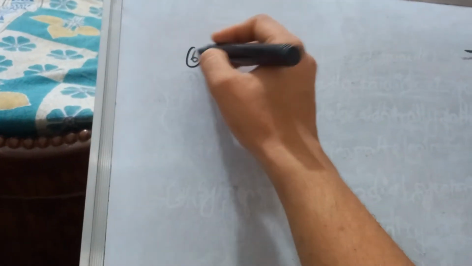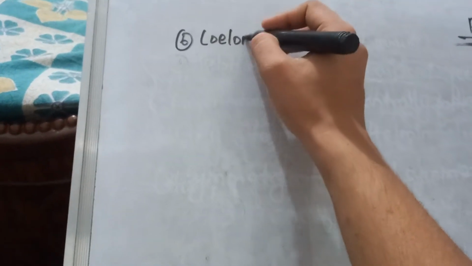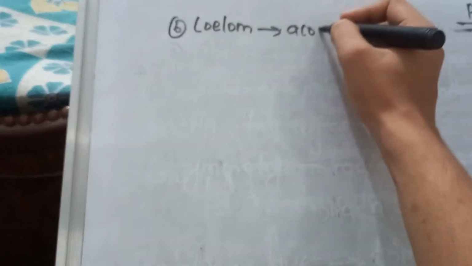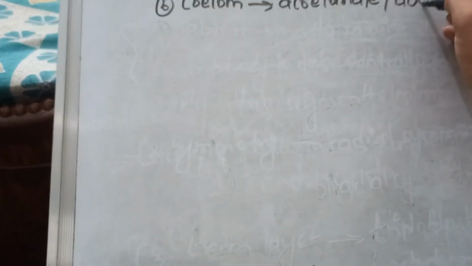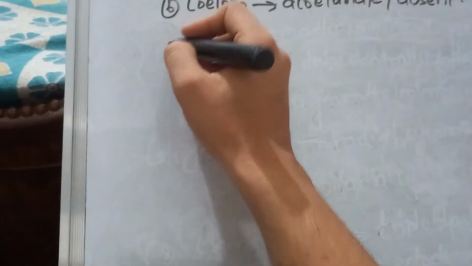We have read up to 5 points. Then in number 6 we will see coelom. They are acoelomate, or coelom is absent. Main important point.